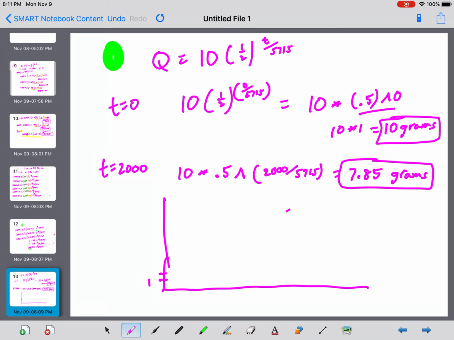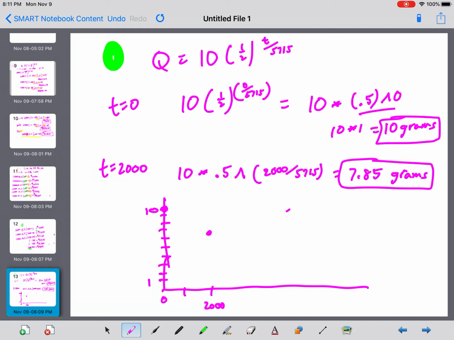I'm going to just go from 1 to 10 here. 1, 2, 3, 4, 5, 6, 7, 8, 9, 10. And we know at time 0, we have 10 grams of that stuff. And we just did the year 2000, so here's 0, 1,000, 2,000. So at year 2000, you're still almost at 8 grams. Count up 1, 2, 3, 4, 5, 6, 7, 8. Just underneath 8. Be right about there.